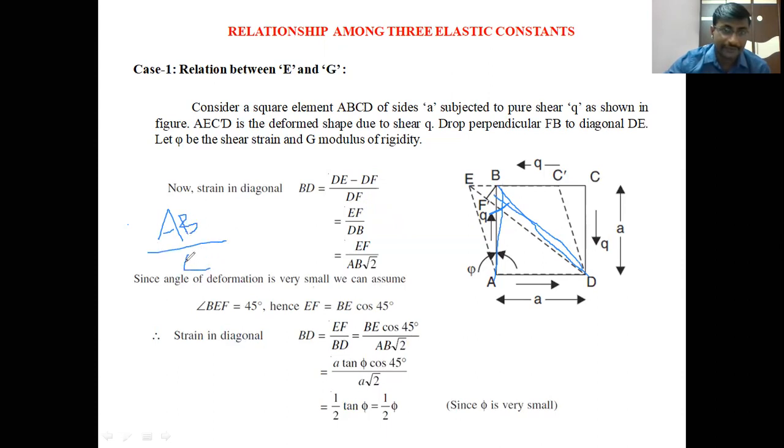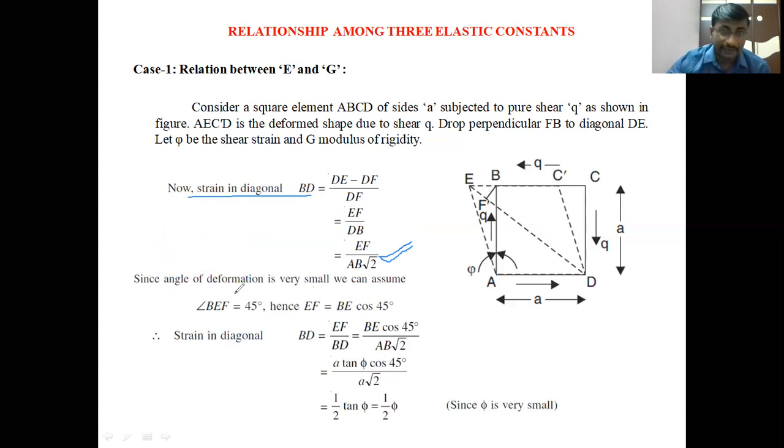Cos 45 is 1 by root 2, isn't it? If root 2 goes to the numerator, then it can be written as root 2 AB. In place of DB, we can write root 2 AB. So root 2 into AB, EF by root 2 into AB. Clear? This is the final formula for the strain in diagonal BD, EF by AB into root 2.